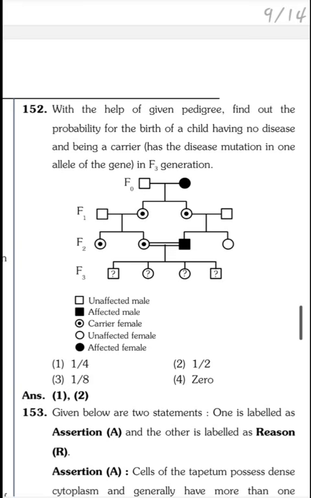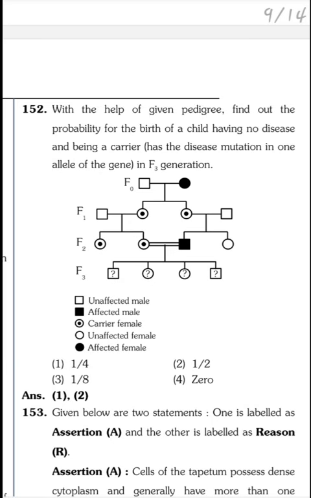So here we have pedigree analysis, again a diagram-oriented question. Whenever there is a circle with a dot, they are carriers. Here a female with a black dot indicates an affected female. Looking at this entire chart, there is a carrier female and a female is affected. So we can come to the conclusion that it is X-linked inheritance. There is a cross at F3. Find out the probability for the birth of a child having no disease and being a carrier.